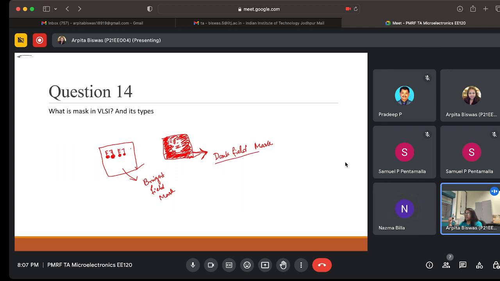And here you can see the maximum portion is white, which means transparent. Only the opaque portion is the pattern you want. So this is called the bright field mask. Is it clear? Is it clear, or do I have to explain again? Nazma? Yes, ma'am.